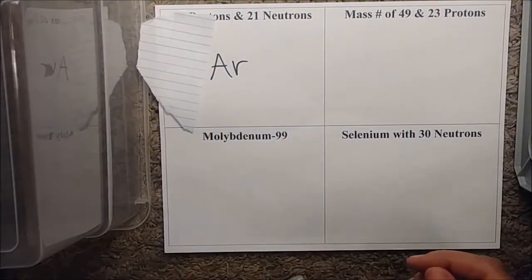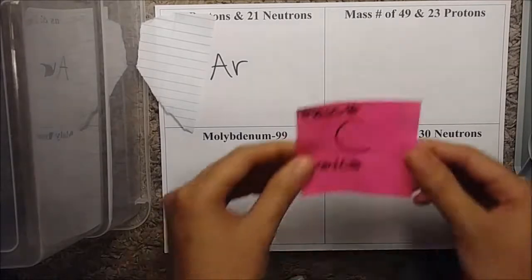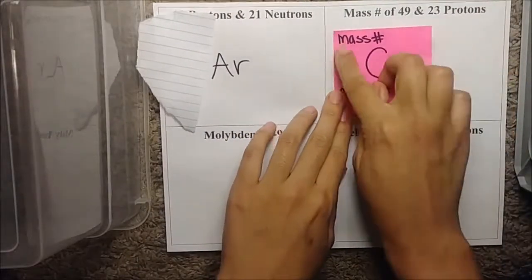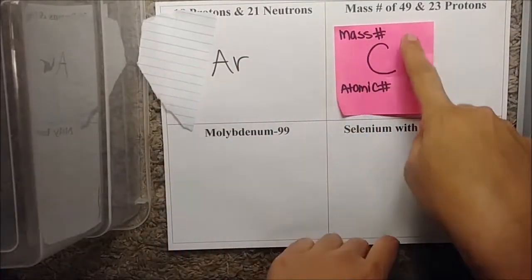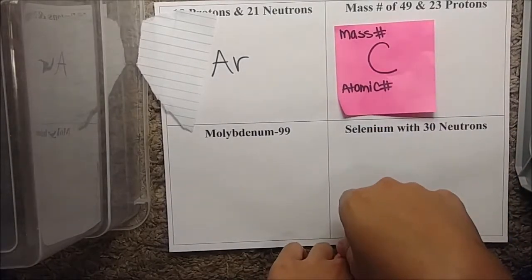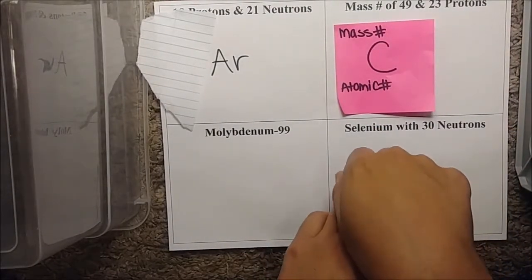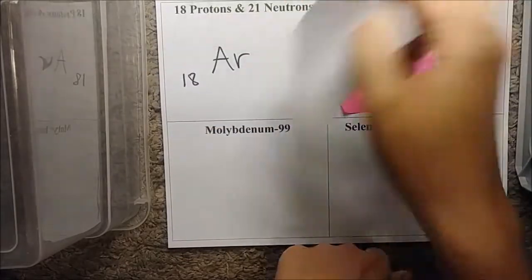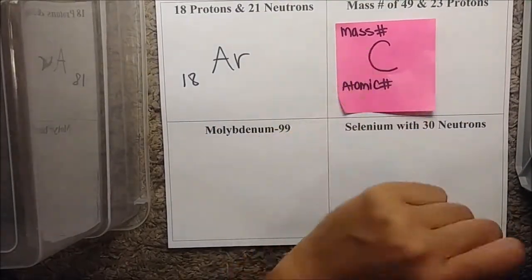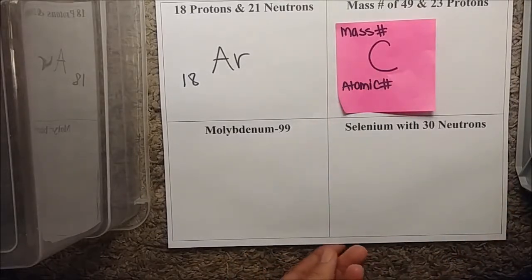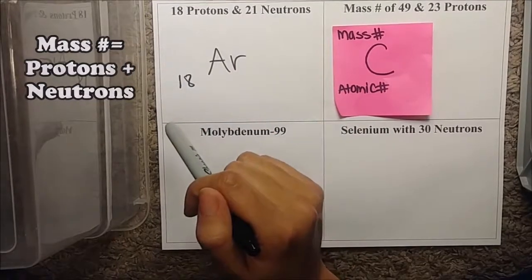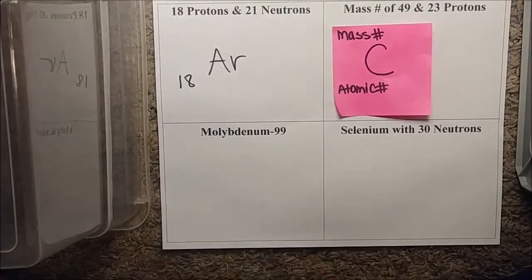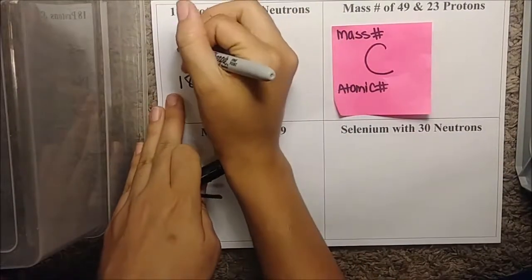Now, in case you forgot what an atomic symbol is supposed to look like, it is supposed to look something like this. So I already have my element right here. I need to find my mass number and my atomic number. Like I said, my atomic number is my number of protons, which is why I wrote an 18 right there. Now I need to find my mass number, and how you find your mass number is you add the number of protons plus the number of neutrons. In this case, we're given the number of protons and the number of neutrons. So 21 plus 18 gives us 39. So I write a 39 right here.